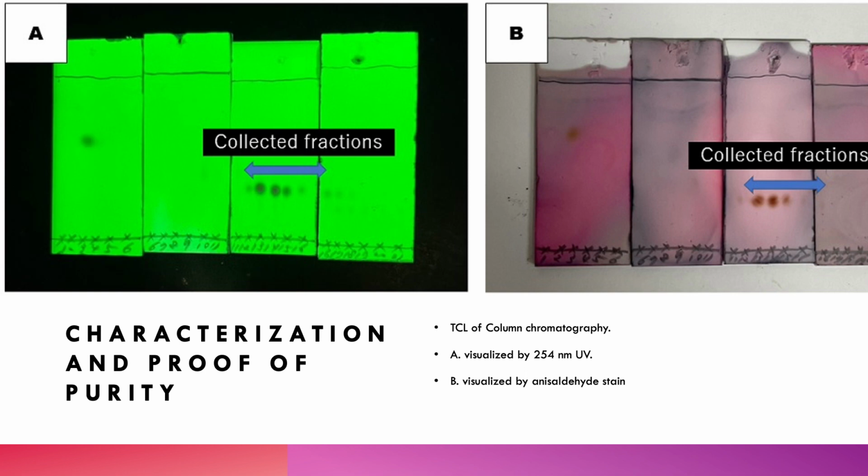The characterization and proof of purity. We did a TLC of the column chromatography, and it is visualized by 254 nm UV light as mentioned before. And again, we see the anisaldehyde stain.